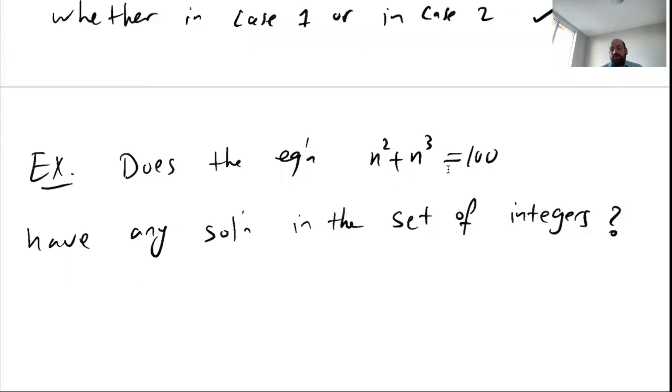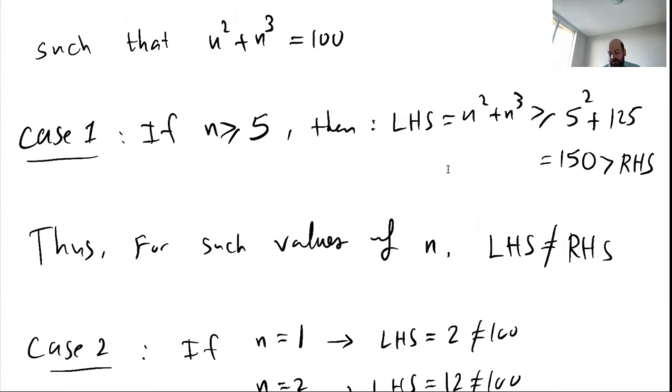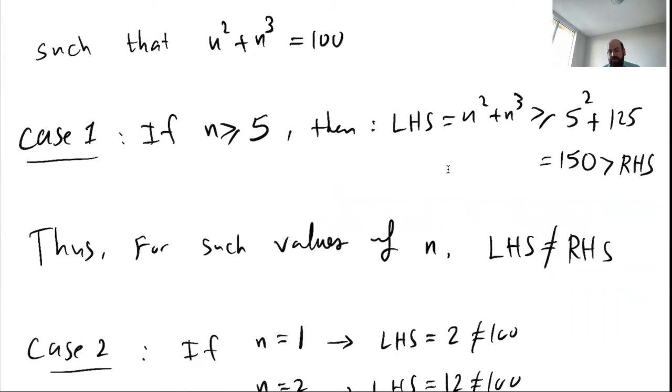Well, the main argument that we used in the previous example was that if n is bigger than 5, then the left-hand side becomes bigger than 150. But if n is an arbitrary integer, meaning that it's allowed to be negative, well, then I cannot say that in most cases the left-hand side is bigger than 100, right?